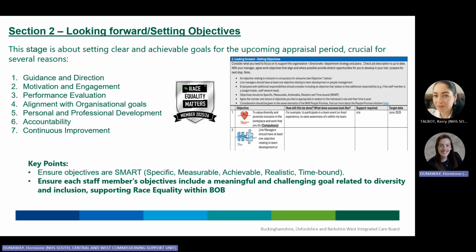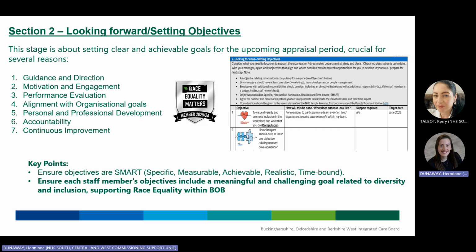Performance evaluation. Objectives serve as a benchmark for evaluating performance and provide measurable criteria that can be used to assess whether an employee has met their goals, which helps provide constructive feedback and also identify areas for improvement.